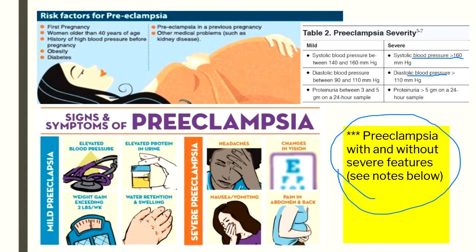That being said, the new terminology when we're talking about preeclampsia is not so much the elevated blood pressure. A blood pressure above 160 over 110 is in itself a severe feature. But along with that, severe features refers to a headache, blurred vision, epigastric pain, hyperreflexes, and more than 5 grams of protein in her urine.